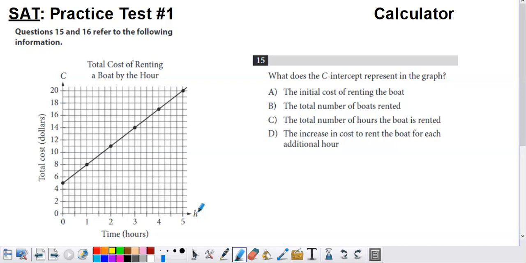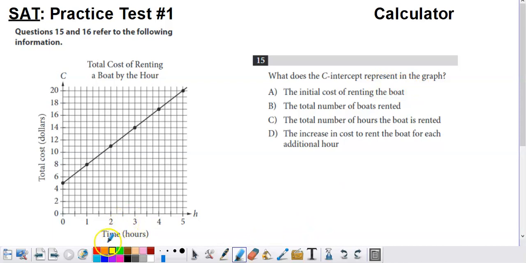So h is taking on the role of x here, and that's time being measured in hours. And then on the y-axis, we actually have the variable c. So that's the total cost measured in dollars of renting the boat for so many hours. So if we look at a data point here, like this one right there, that's 3 for h and 14 for c. So if we wanted to rent the boat for 3 hours, it would cost $14, which seems kind of cheap. But what we're asked to do is determine what the c-intercept represents in the graph.